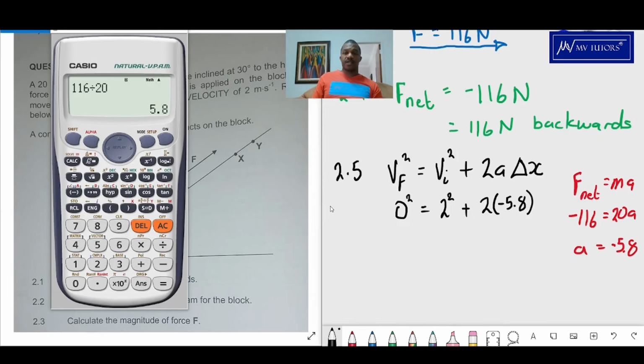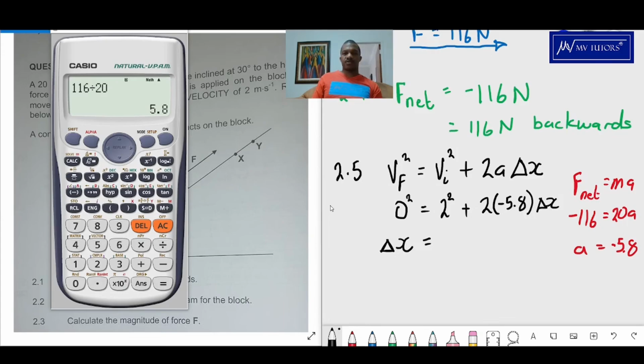You have to put negative because it's the directions. If you don't put it in, your answer is going to be wrong. Okay, and then change in x. Now we just need to do some mathematical gymnastics. Therefore, change in x is going to be 2 squared.